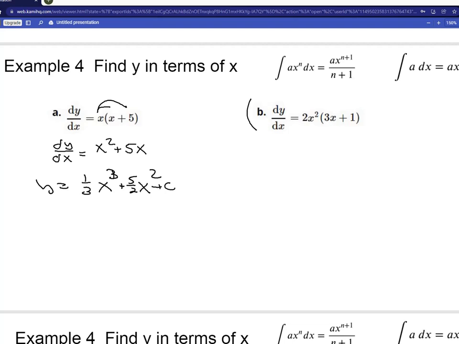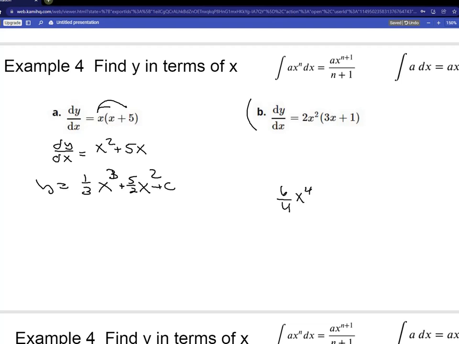All right. So I got 6 over 4 x to the power 4 plus 2/3 x to the power 3. Say it again. What did you get? I got 6 over 4 x to the power 4 plus 2/3 x to the power 3 and plus c. And then plus c. And we'd probably reduce this. What would this actually become? That'll become 3/2. Yeah, exactly.